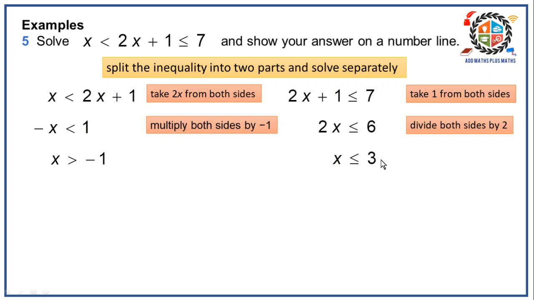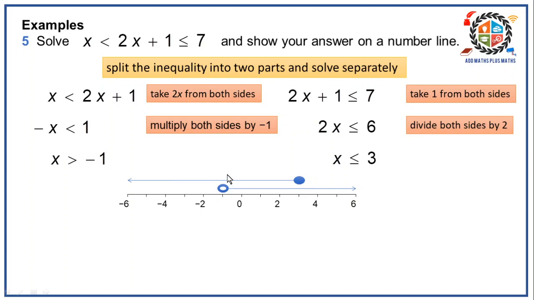Now, if I want to show my answer on a number line, I'll try to do some experiments and graph this one and graph this one. If I graph this, it will become negative 1 with a hole. Why? Because it doesn't have any equal sign, and everything on the right. And x is less than or equal to 3 means I'll put 3 shaded and everything on the left.